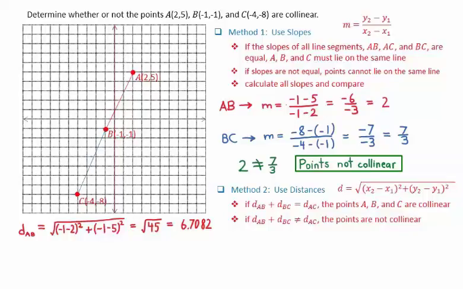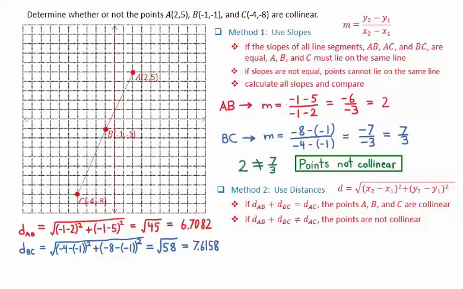Next, for BC. Again, we use the distance formula, the difference in the x coordinates, -4 minus -1, all squared, plus the difference in the y coordinates, -8 minus -1, all squared. This gives us the square root of 58, 7.6158 to 4 decimal places.